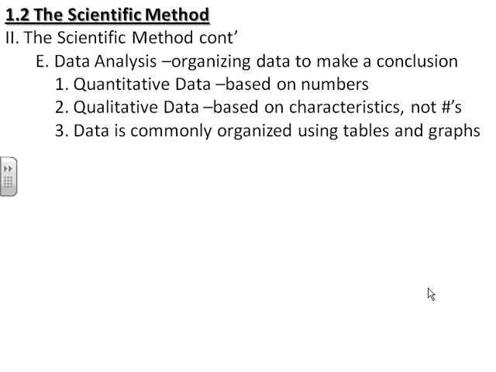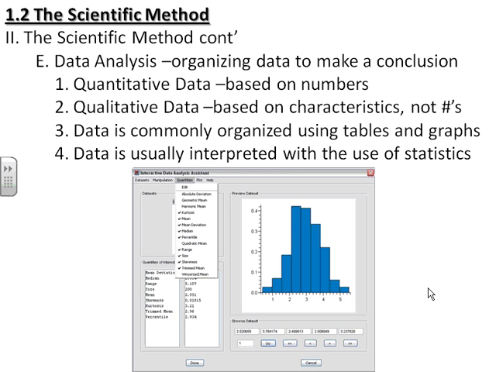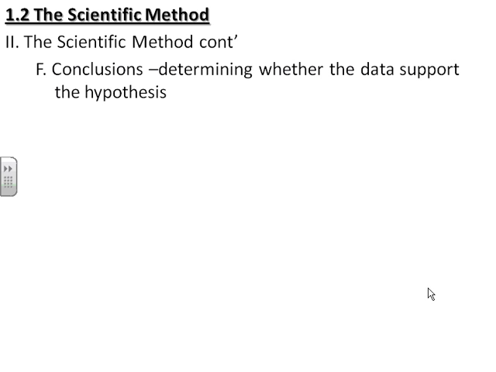Now, data is commonly organized into tables and graphs, and is usually interpreted with the use of statistics. And often in this class, you'll see I'm going to have you use a graphing program to make a graph, and then we can use some simple statistics to help us make a decision about our hypothesis, whether it's supported or not. And that leads into the next step, which is the conclusion. So you use the graphs that you generate from any experiment to determine whether the data support the hypothesis.